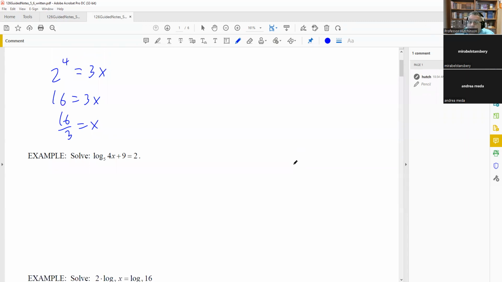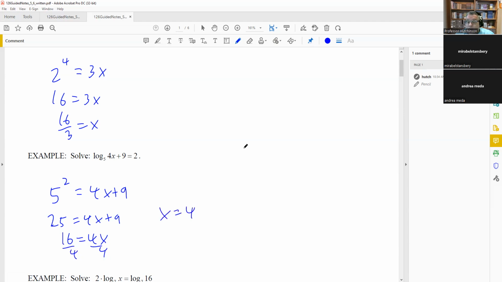Next one. Log base 5 of 4x plus 9 equals 2. So you have the base raised to the number after the equal sign equals whatever you have inside the log. Okay, so that's the first step for setting it up. 5 squared is 25. We're going to subtract 9 from both sides, and 25 minus 9 is 16. And then we're going to divide both sides by 4. So for this problem, x equals 4.